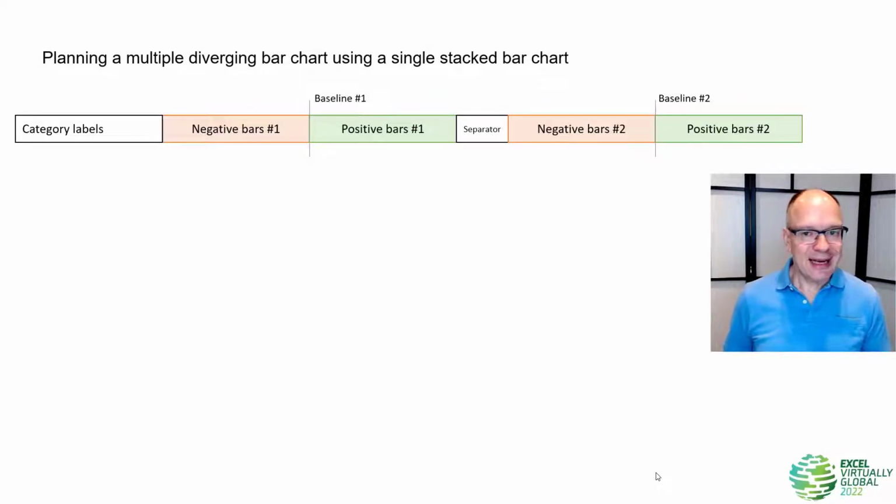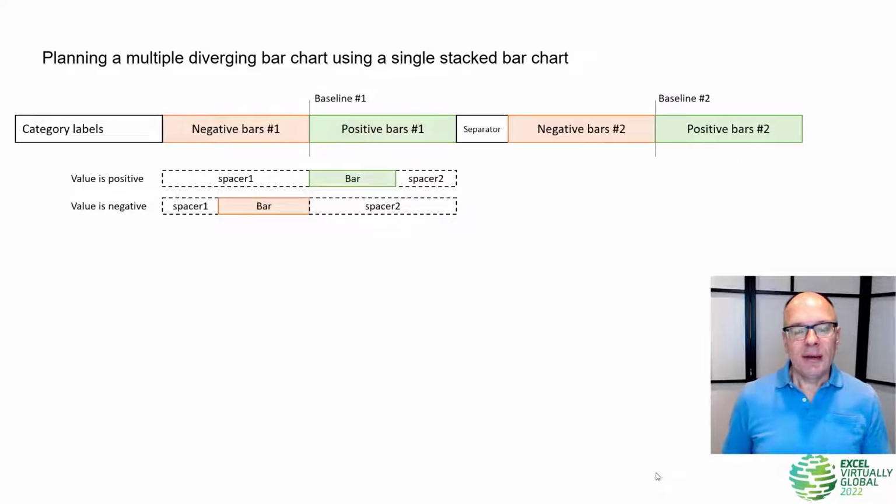So I'm planning it and I'm saying, okay, I've got my category label, that's easy. Then I'm going to have negative bars on the left side of the first baseline and positive bars on the right side. Then I need a separator because I don't want to run the bars into each other. Then I have negative bars on the left side of the second baseline and positive bars on the right side. So that's what I want it to look like. So I think about this and I say, okay, how am I going to do that? Well, I'm going to have to think about it.